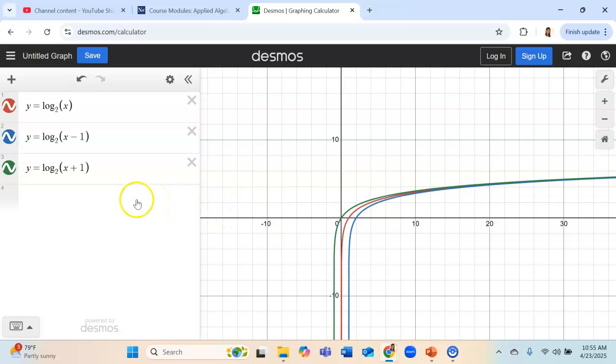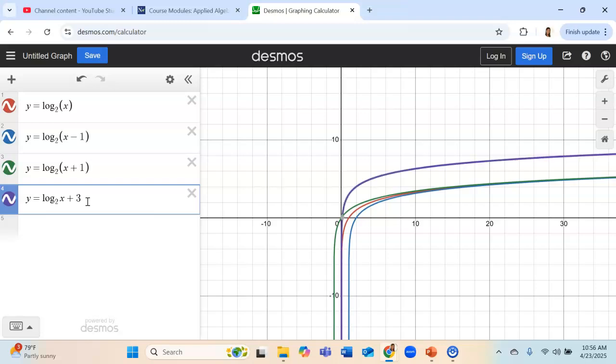So now let's add a k so we can compare. Let's do plus 3, and that went up 3. So from our base equation, it went up 3.